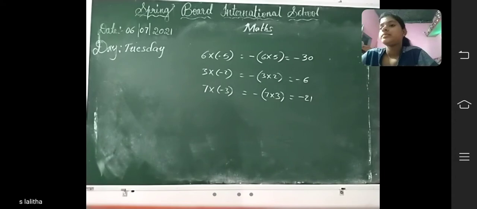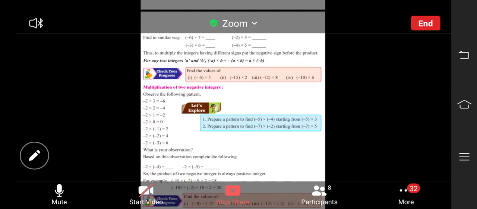Now look at this one, children. Still in a similar way. Minus 6 into 7. What is the answer? Minus of 6 into 7. So how much? Minus 42 is the answer. Like that you can do.